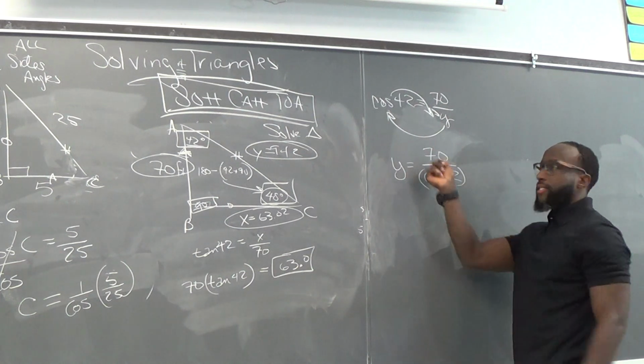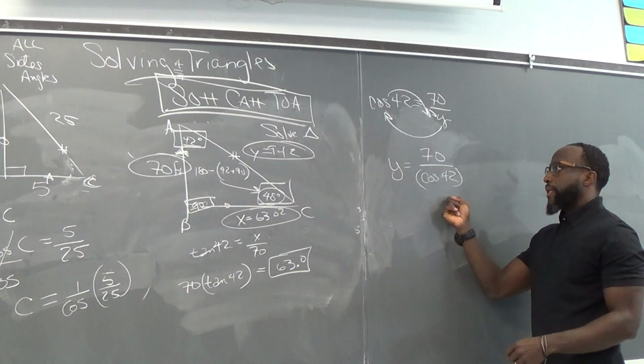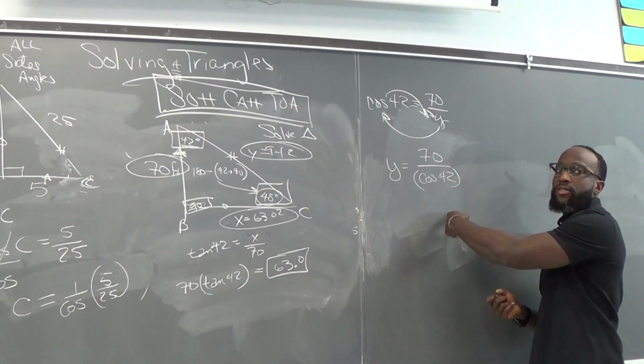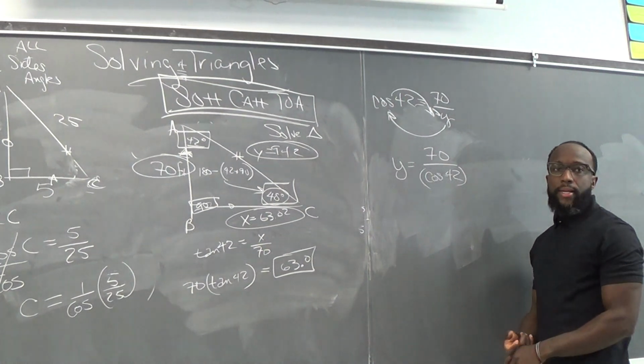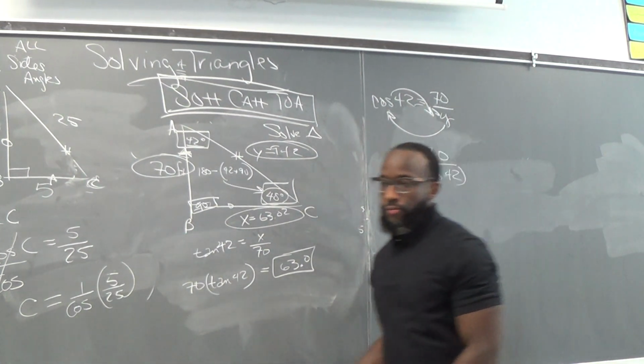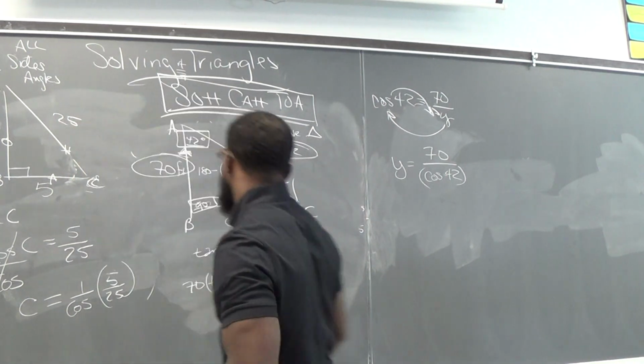And so you'll just enter this into your calculator. So it'll be 7 divided by cosine 42. And depending on your calculator, you might have to put 42 in first and then push cosine. Right? Thank you. Alright. We good? Yeah? Alright, let's look at one more example.